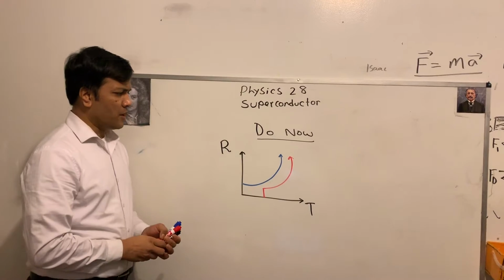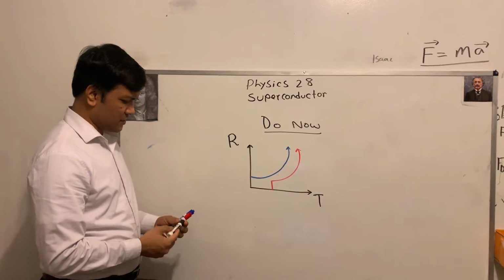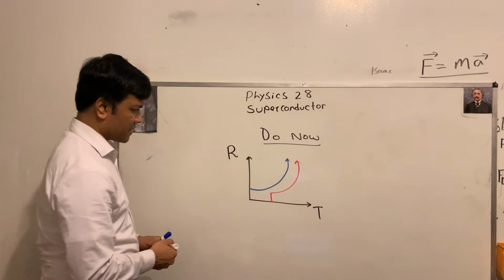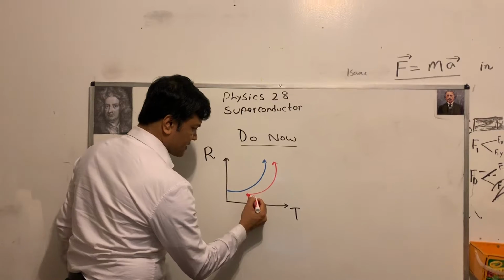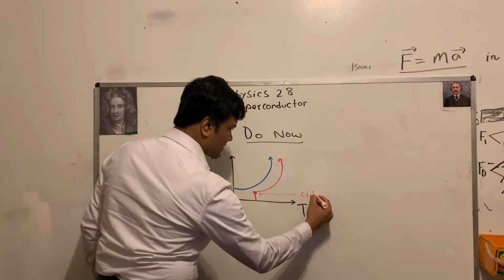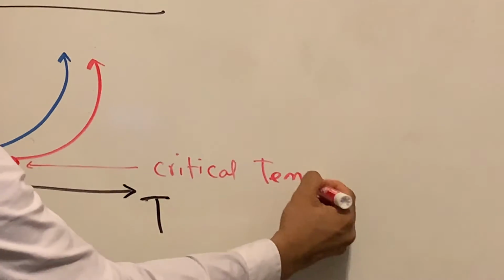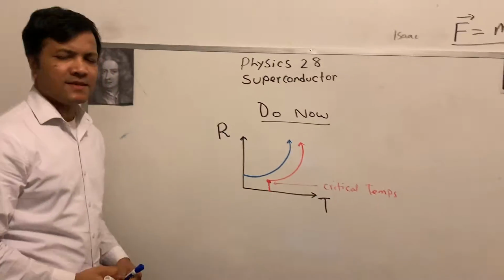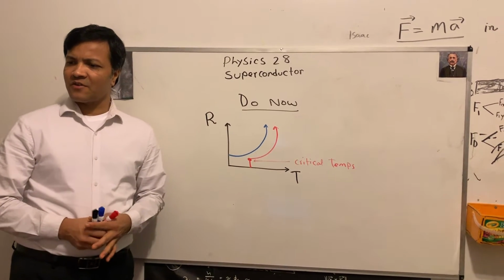Superconductor? Okay. I'm going to give you a little bit of a clue. This one is the critical temperature. This name is critical temp. All right. The question is, what are the differences between the blue graph and the red graph?